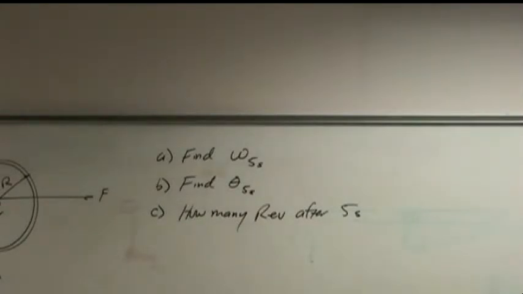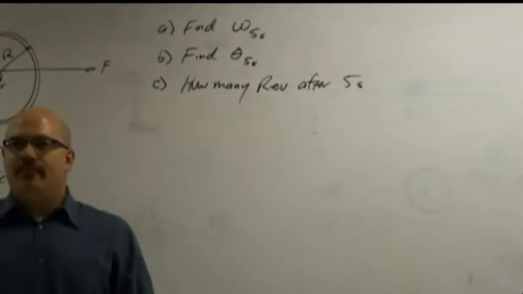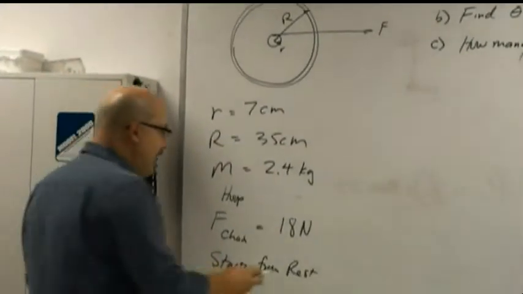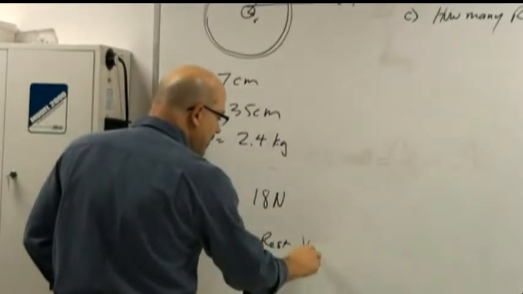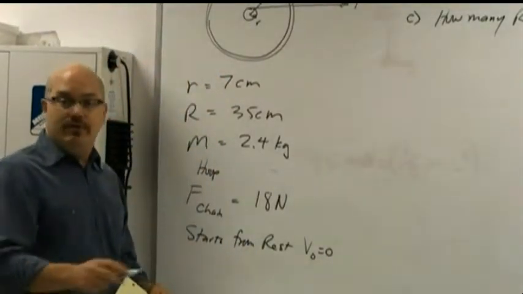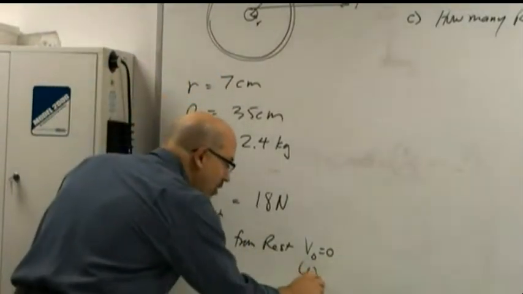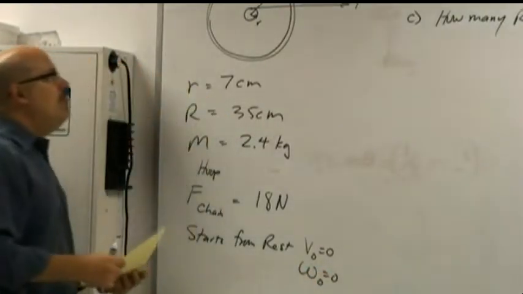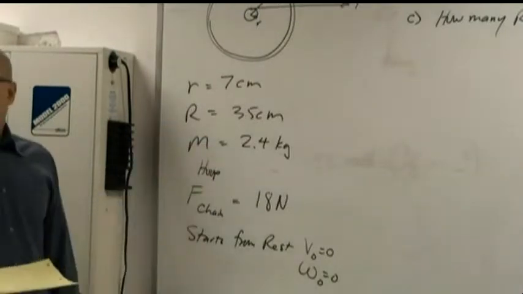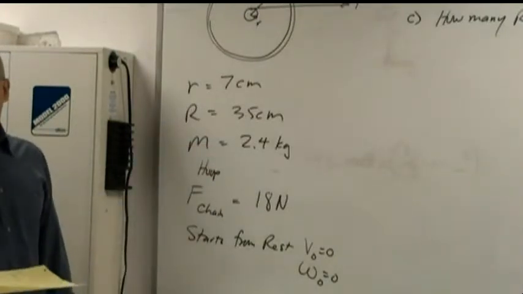All right, go. We're looking for omega. With the information that's given, we know that V naught equals 0. And everybody, this is really important: when it starts at rest, we know omega naught is 0. We're looking for omega. Well, how do we find omega? But this is alpha.